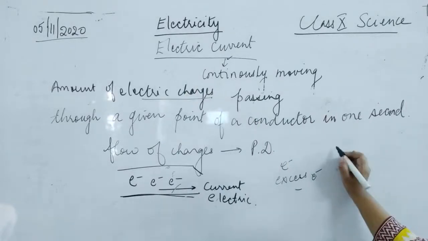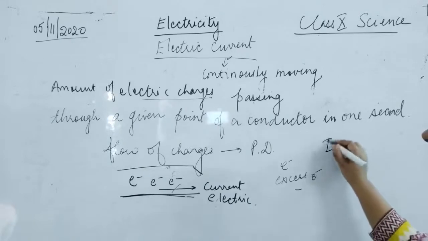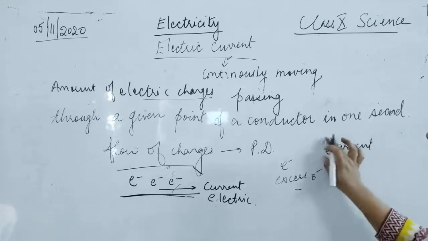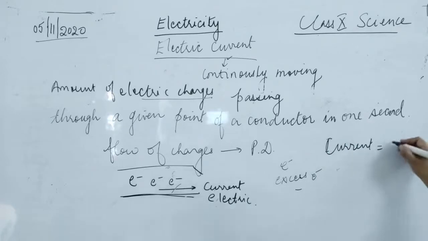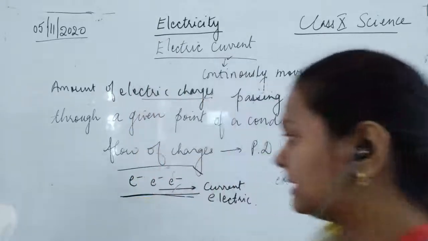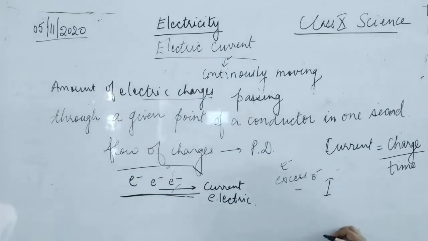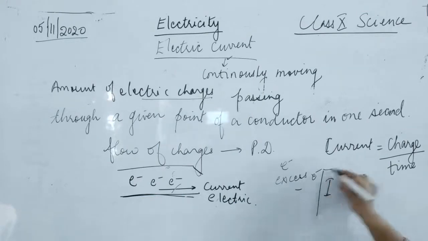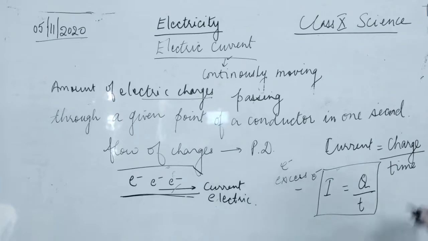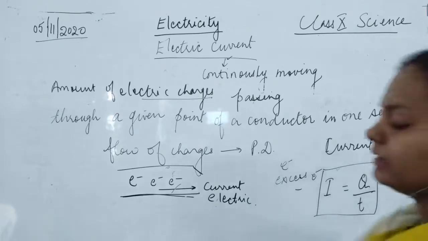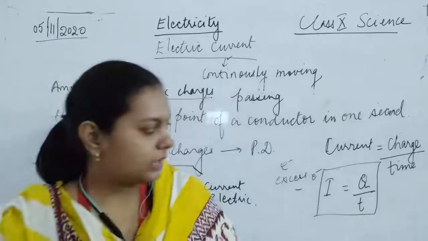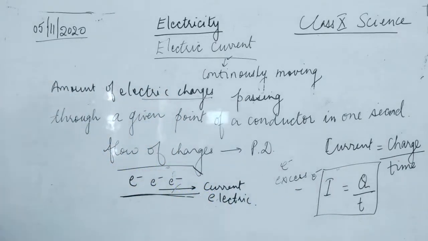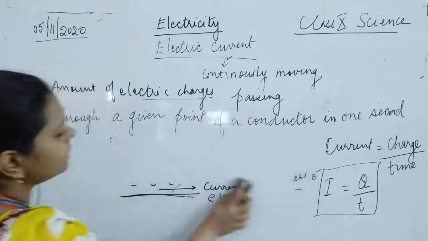So charge का amount, the formula becomes current is equal to charge upon time. Okay, charge per second, charge moving per second. So here current is denoted by letter I, charge is denoted by letter Q and time by T. I is equal to Q by T, charge upon time. So this is the formula of the current: charge flowing per unit time. Per unit time का मतलब होता है 1 second.